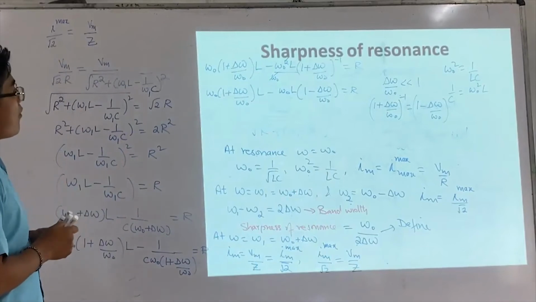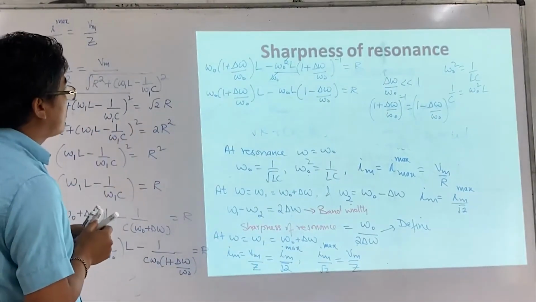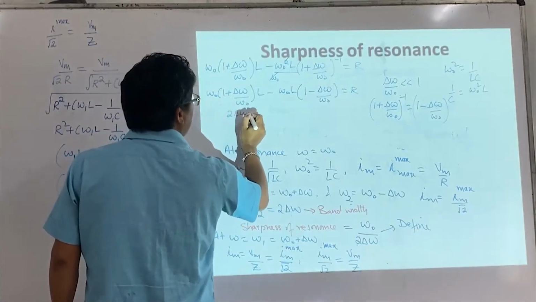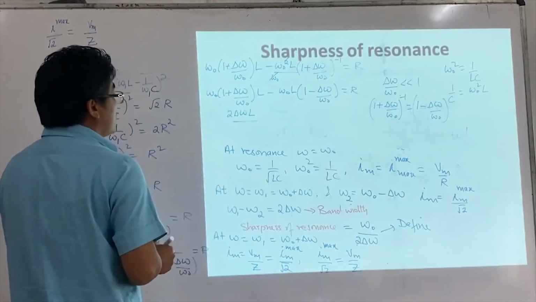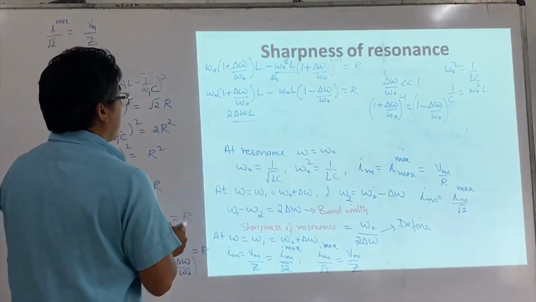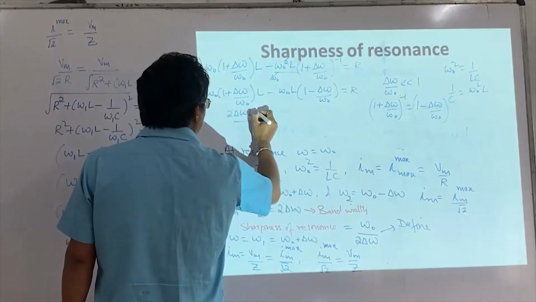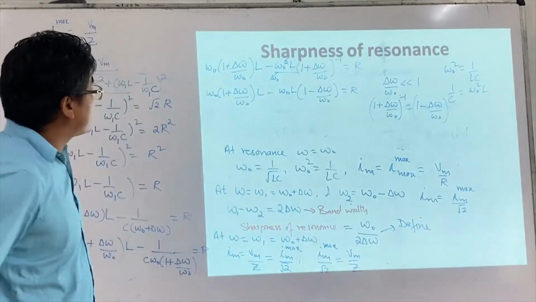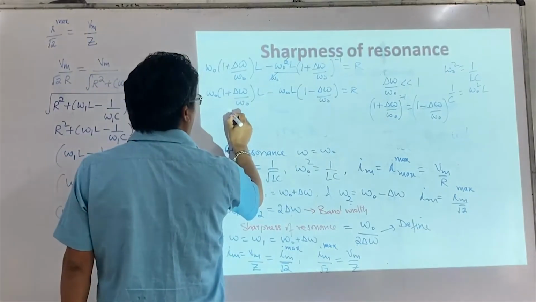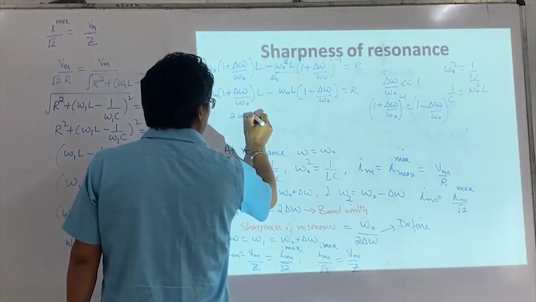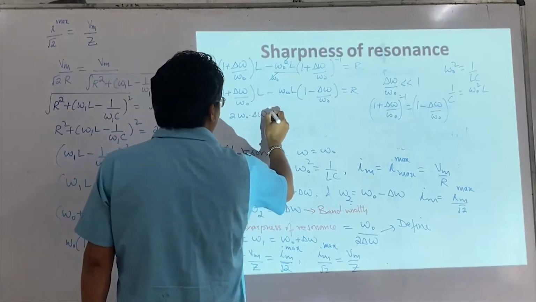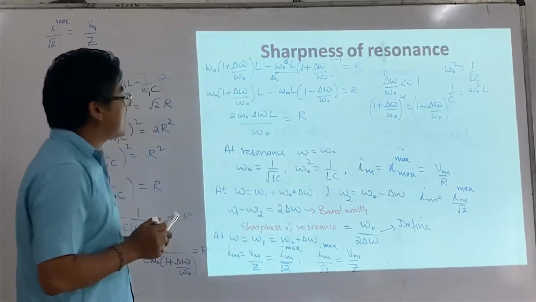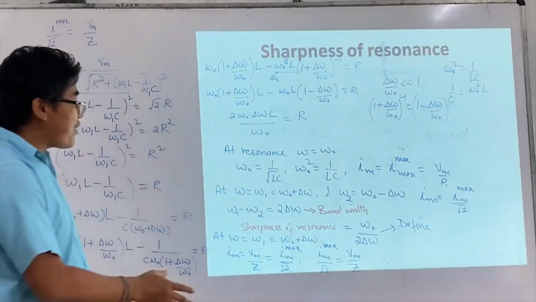Alright. So now omega naught cancels out, and then what we are going to get is 2 delta omega L divided by omega naught, which is equal to R. So this is the formula, we got it, and now we would like to figure out a formula in this term.